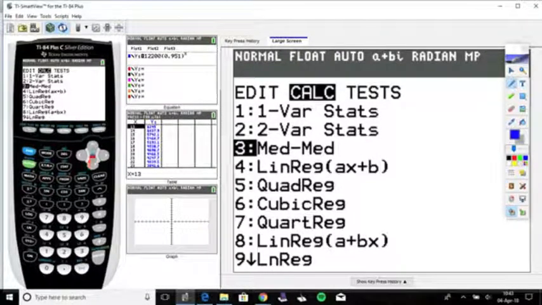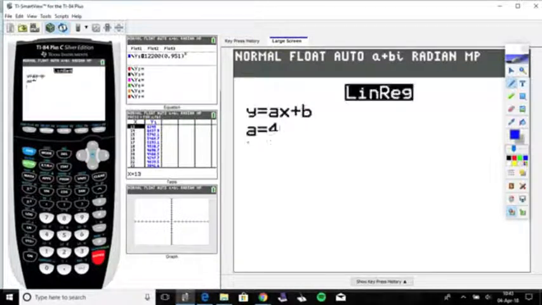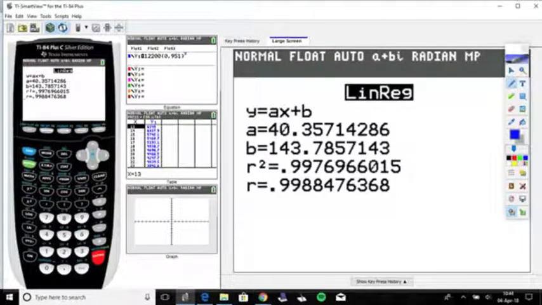So remember to pick the one that it asks you to pick. Sometimes it doesn't specifically say. You kind of have to use a little bit of your intuition to know which one to pick. But this one's a linear regression. All right. So we're going to select that. And same as before, list 1 and list 2, but we're just going to go down and calculate. And it's going to give us an equation. So now look at the form of the equation. It's y equals ax plus b.